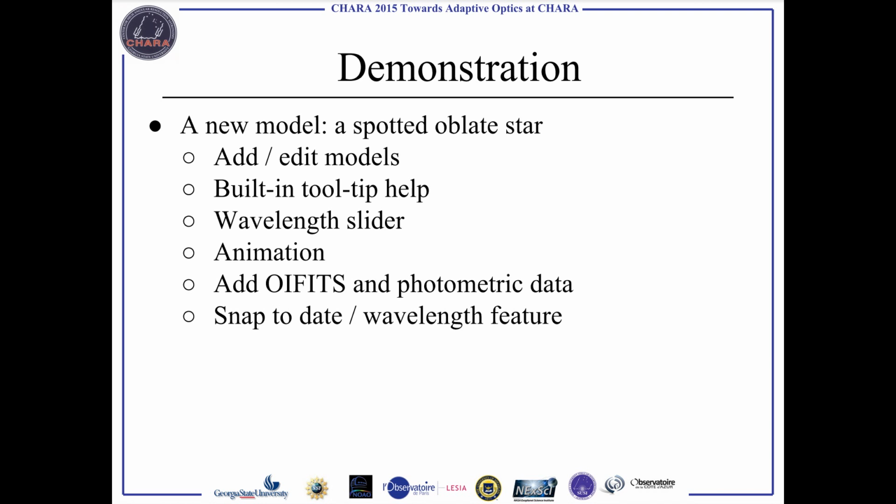So let's do a quick demonstration of SIMTOI. What we're going to do is create a new model, which is going to consist of a spotted oblate star. We're going to add the model. We're going to show you a few things about the help that's built into SIMTOI within the GUI. Show you that there's a wavelength sliding ability, so you can change the wavelengths and see how things actually change in appearance with wavelengths, and animate the models. We're going to add some OIFITS and photometric data and show you a couple of snapping features that allow you to pick a particular date or wavelength.